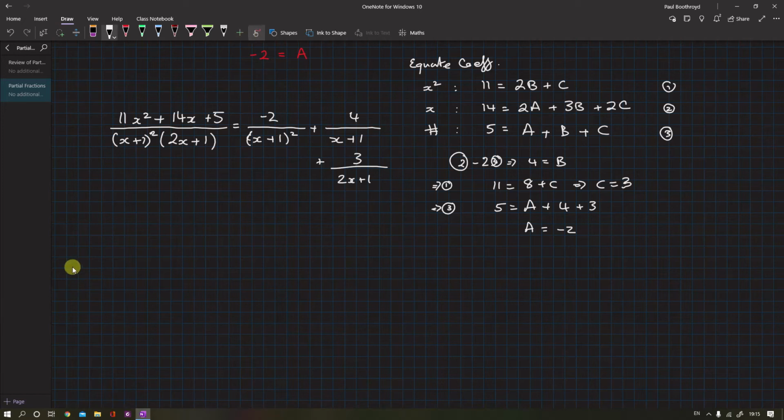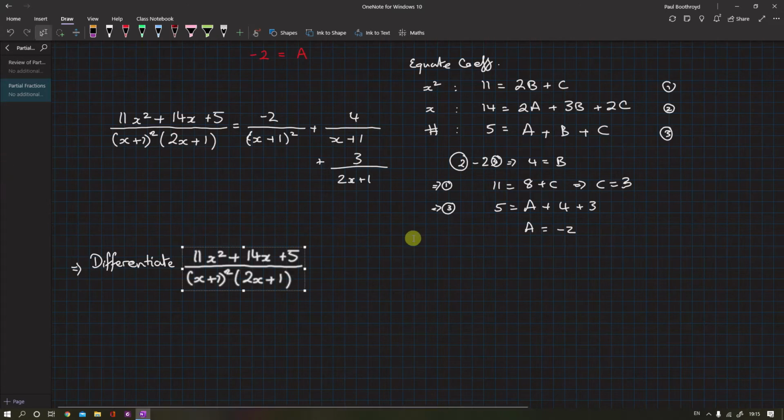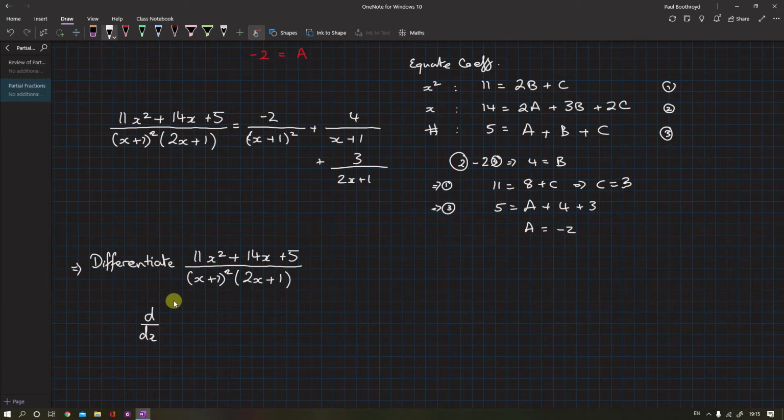Okay, so the reason for doing this partial fraction work is so that you can do differentiation and integration in an easier way. If we want to differentiate the function we've got here, I'm going to differentiate each of the terms separately. So first one, let's do d/dx of minus 2 over (x plus 1) all squared.